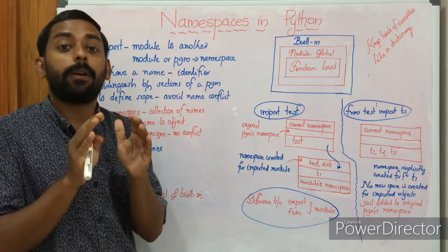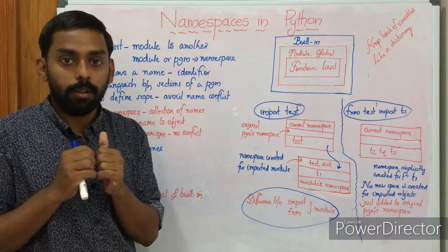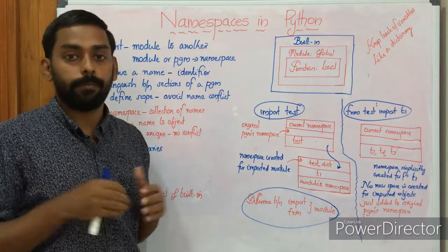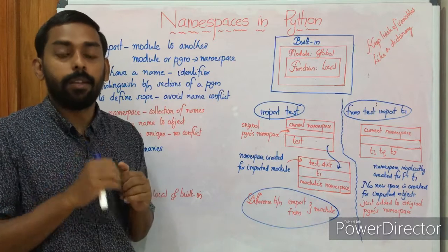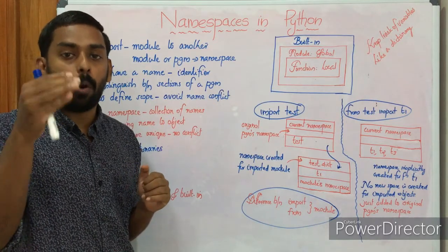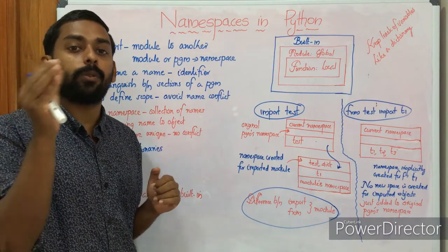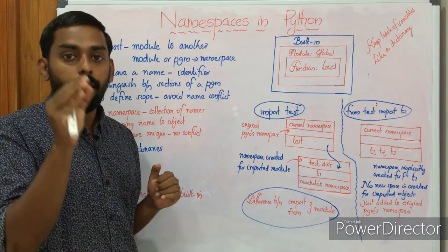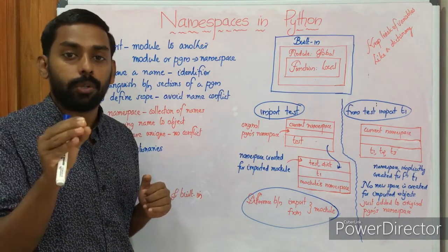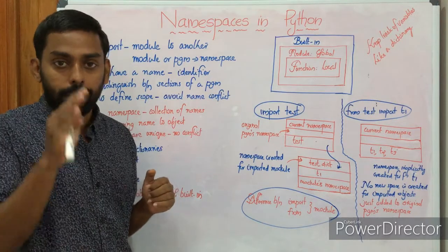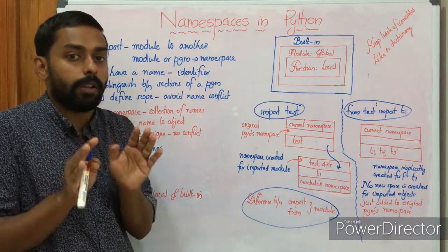Okay, and after finishing the execution, the namespace will also be removed. That is the actual working of namespace. At the time of running a program, a namespace will be created for the corresponding object, right? And after completing the execution, that namespace will be removed. That is the actual working of namespace.